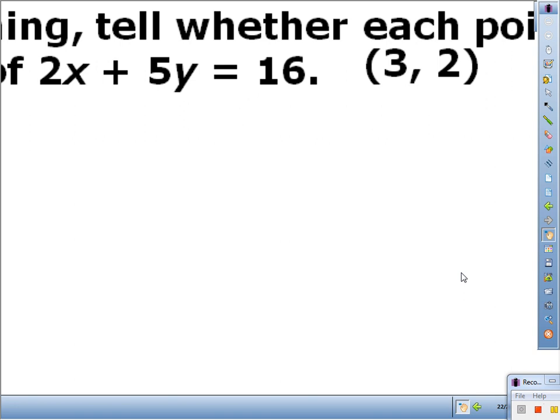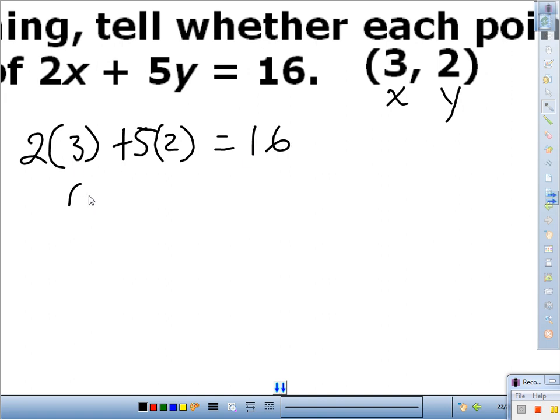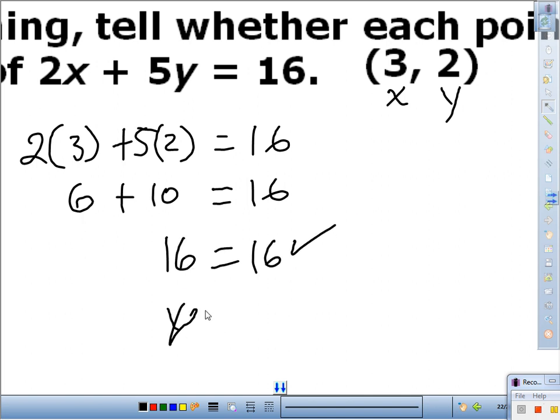You got it, Luca. Close. What values do they give us here? Which is what? X and y. So what do we do? Substitute and see if it's true. So watch. What is 2 times 3 plus 5 times 2 equals 16? Let's see. This is 6 plus 10 equals 16. What is 6 plus 10? Is 16 equal to 16? So therefore, yes, it's on the graph.